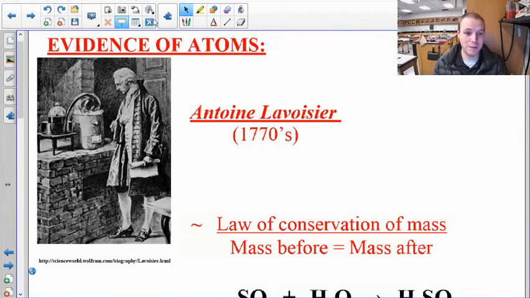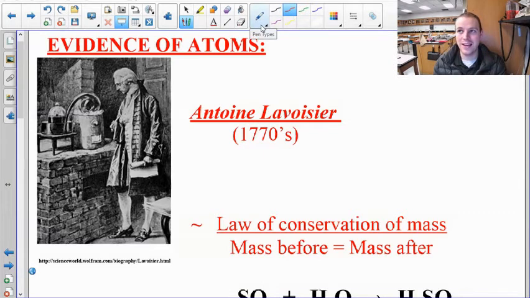Now, here's his problem, okay? So he worked for the French government in the 1700s. And if you know anything about history, the French government went a little cray-cray back then. We had the French Revolution. And you know what they loved to do to smart people back then? Yeet! They loved to cut their heads off. And that's exactly what happened to Antoine Lavoisier.